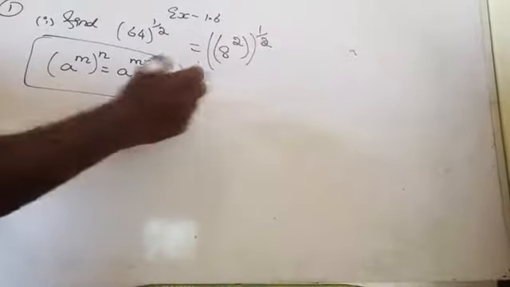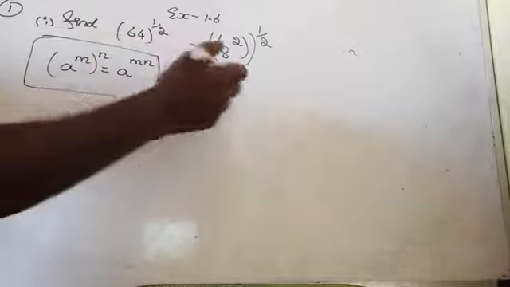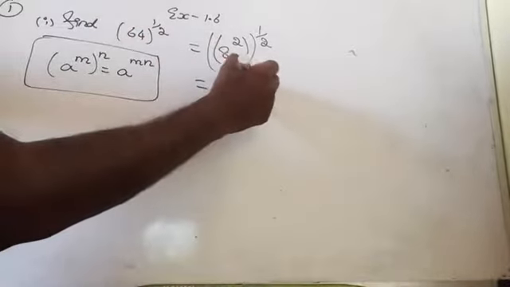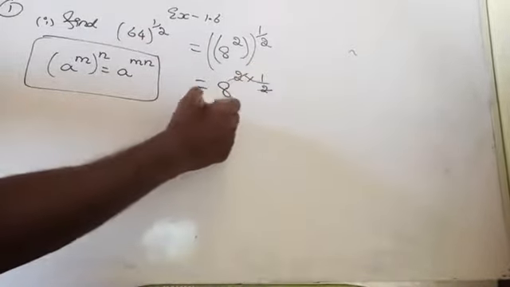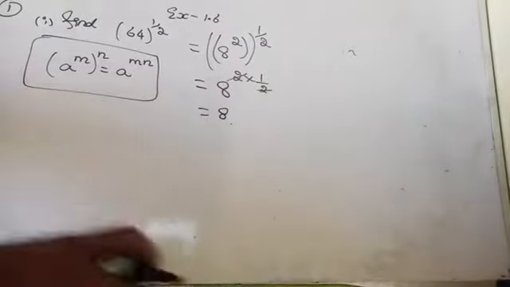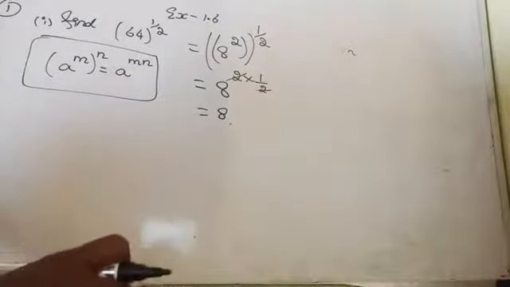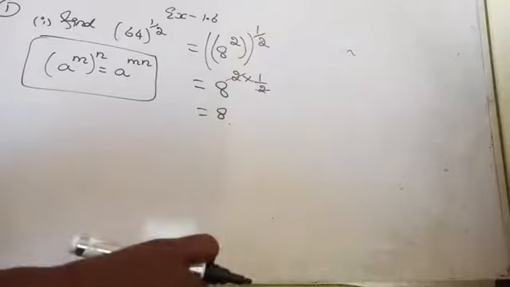So what is the meaning? A power m the whole power n is a to the power mn. So 8 to the power 2 into 1 by 2 is equal to 8. Are you getting there? Yes. Then come to the second part now.